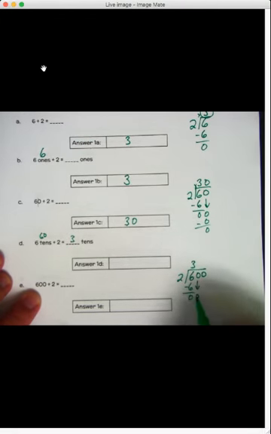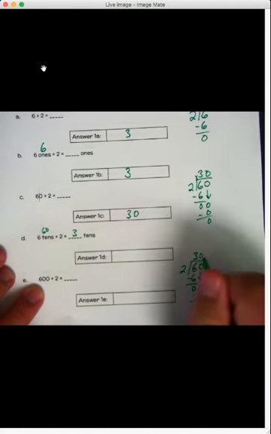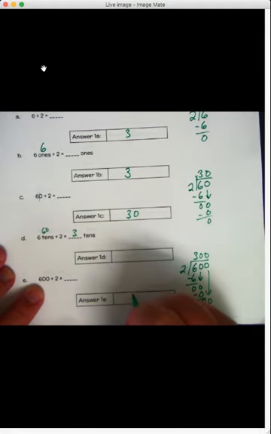Now we brother bring down this 0. And then we daddy divide. 0 divided by 2 is 0. Mama multiply. 0 times 2 is 0. Sister subtract, and brother bring down the 0. 0 divided by 2 is 0, so the answer is 300.